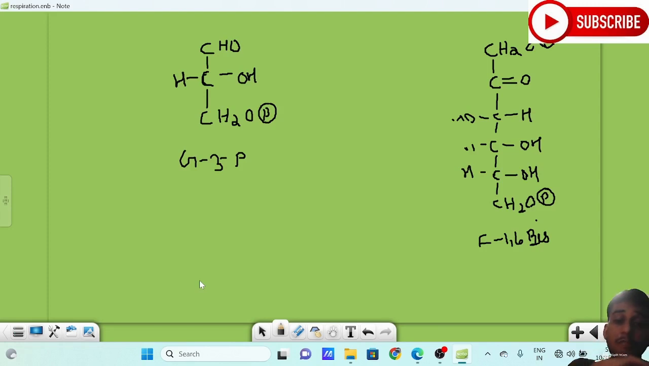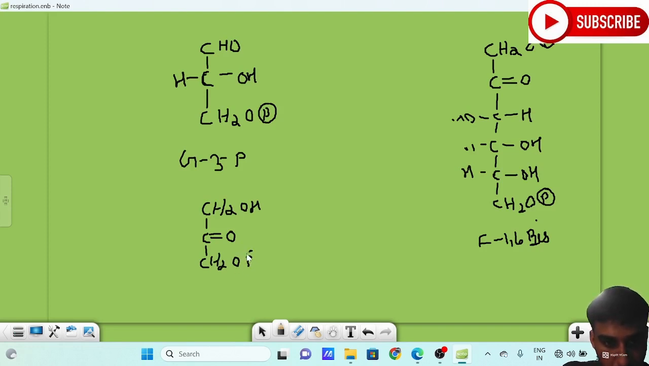It is a keto form of a 3 carbon sugar. I mentioned that all keto forms of sugar have a second carbon atom containing a double bond O, because it is a ketone, RCOR. That is the structure of a ketone, right? So CH2OH, what I said, dihydroxyacetone phosphate. So here CH2OP. Okay, this is DHAP, dihydroxyacetone phosphate.